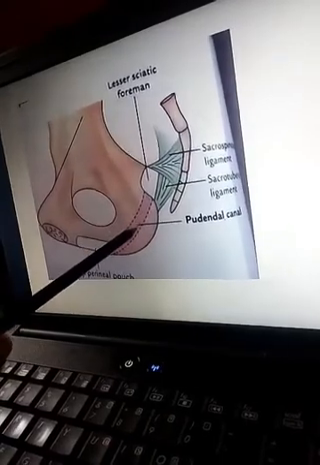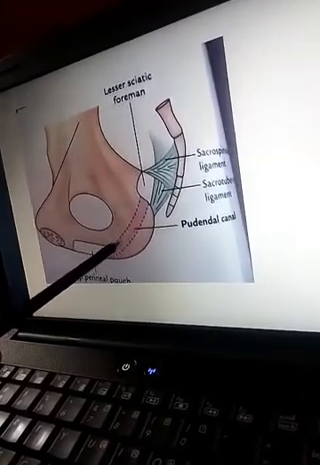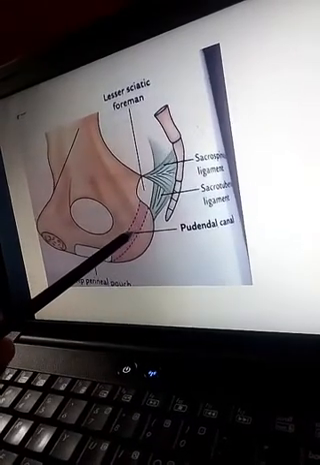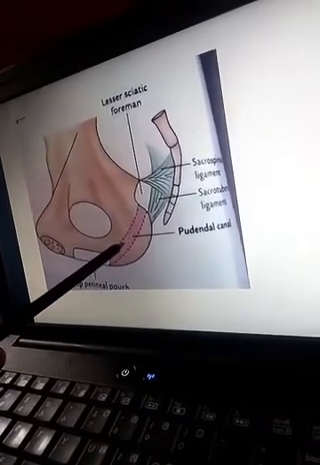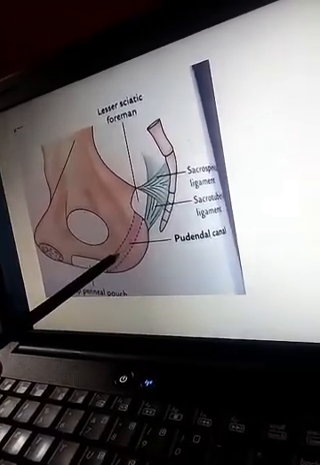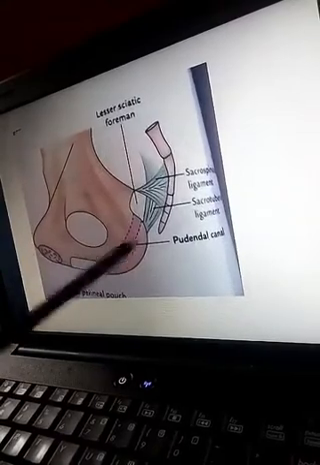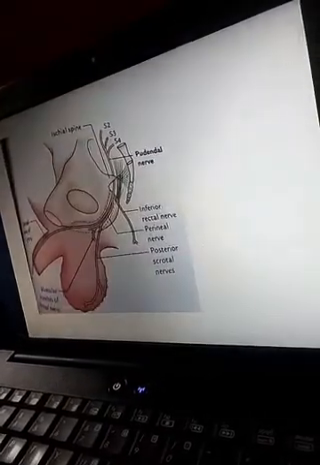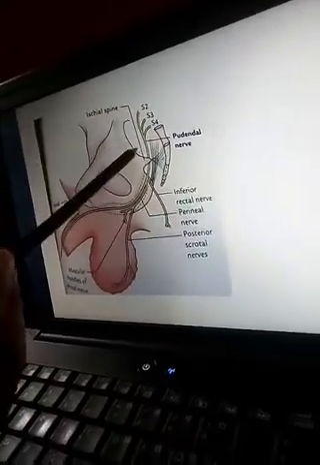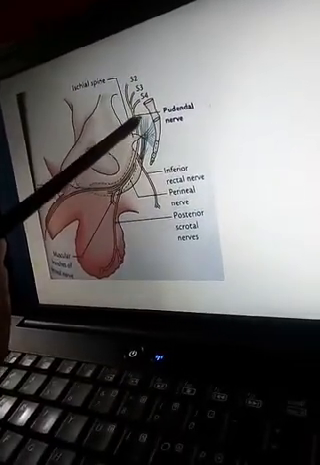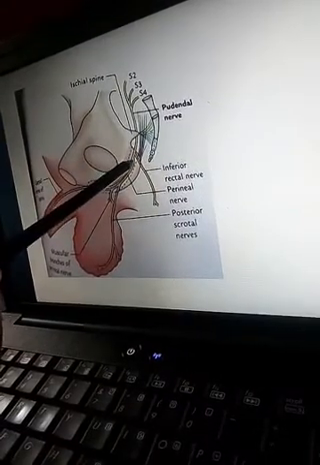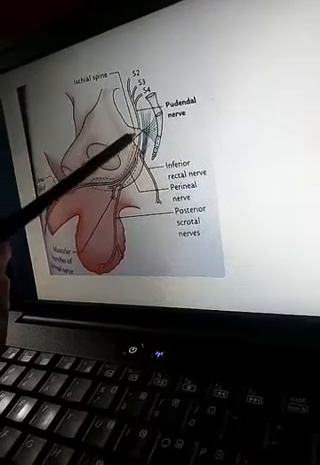Now, the contents of this pudendal canal are the pudendal nerve, which divides within the canal into the dorsal nerve of penis and perineal nerve, and another content is the internal pudendal vessels. Now the pudendal nerve provides the principal innervation to the perineum, hence it is designated as the chief nerve of the perineum.